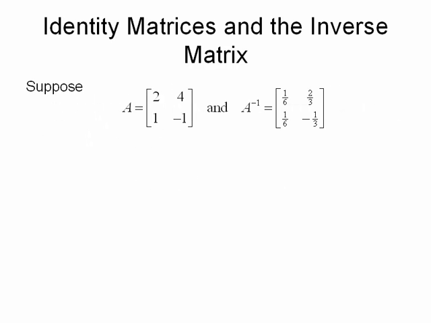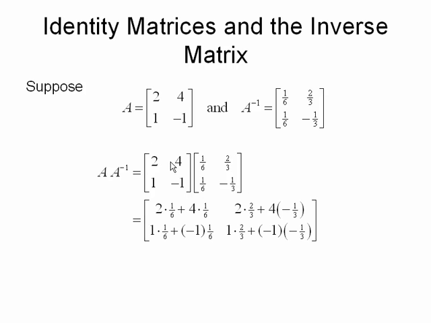So let's take a look at an example. Let's take a look at the matrix A equals, the first row is 2, 4, the second row is 1 and negative 1. For that particular matrix, the inverse, A minus 1, has in the first row 1/6 and 2/3, and in the second row 1/6 and negative 1/3. Let's go ahead and work out what A times the multiplicative inverse A minus 1 is. So I've taken my two matrices and I've written them down, and now I need to carry out the matrix multiplication.